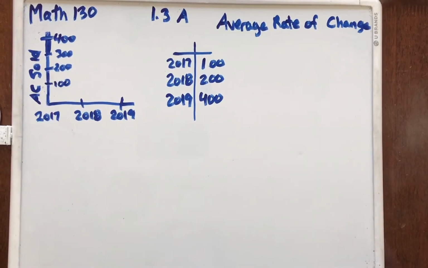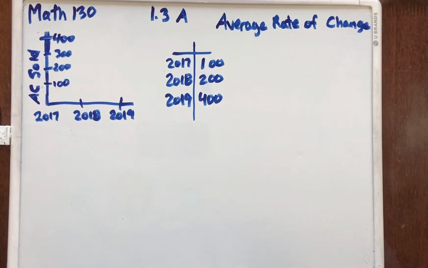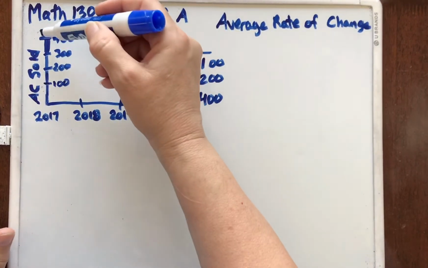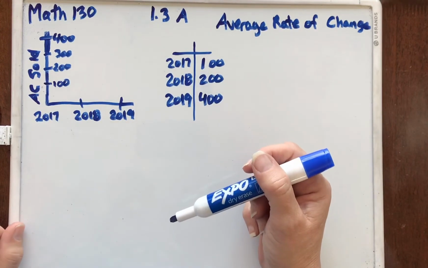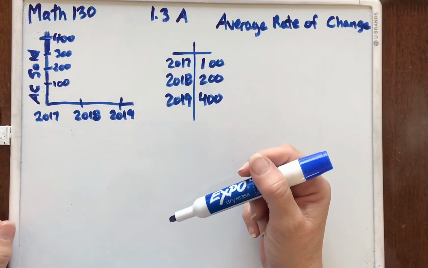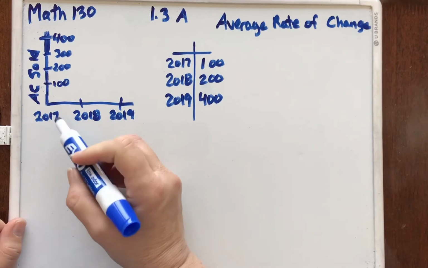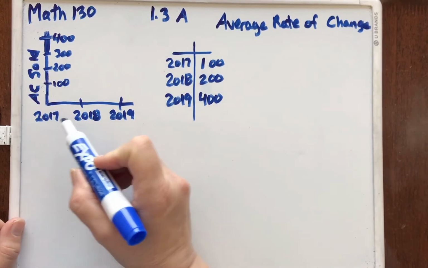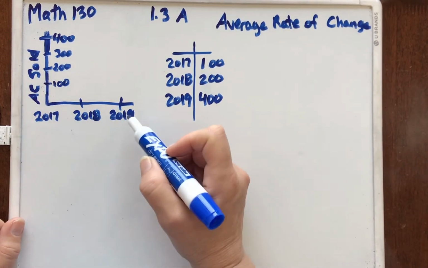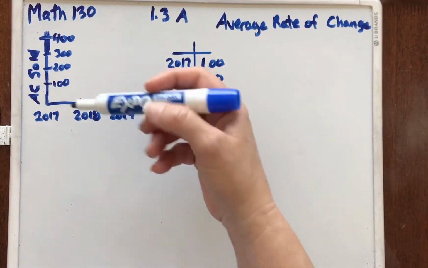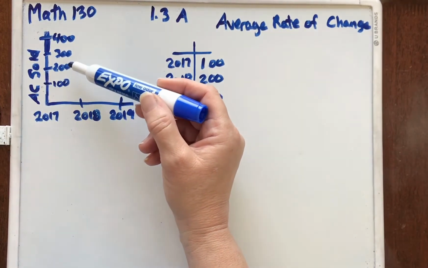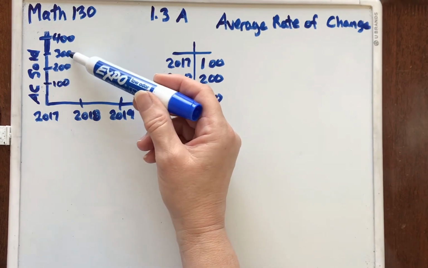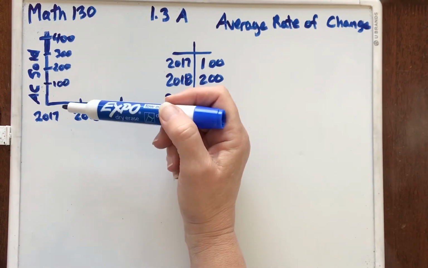We're going to be looking at 1.3a, the average rate of change. What I'd like you to do is go ahead and draw this little chart here, little graph area. We're looking at a company that's selling air conditioning within 3 years. So mark it as 2017, 2018, 2019. And then mark it up, go all the way up to 400. So we're at 100 sold, 200 sold, 300 sold, 400 sold.